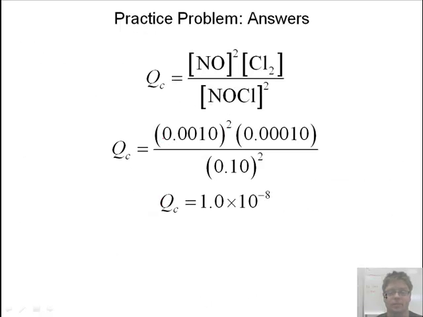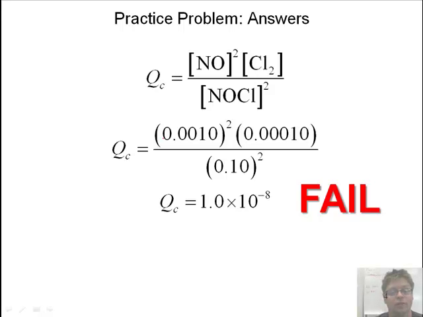So here's how to set it up. You plug in the numbers given in the problem. Q sub C equals 1.0 times 10 to the negative 8. Great, right? How many of you got that answer? Did you get it? Unfortunately, that is not the answer.